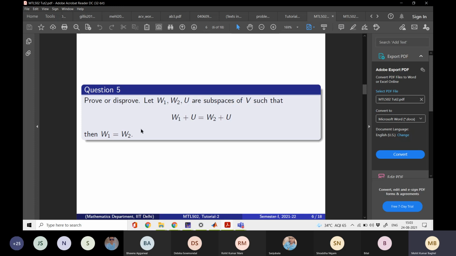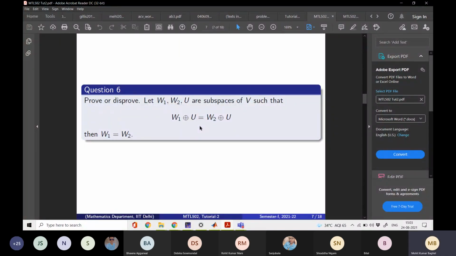The next question is if you replace this plus sign by the direct sum. Then what is your answer? Here the normal plus is replaced by the circle-plus sign, that is the direct sum. Then what will be your answer? We will discuss in the next tutorial.